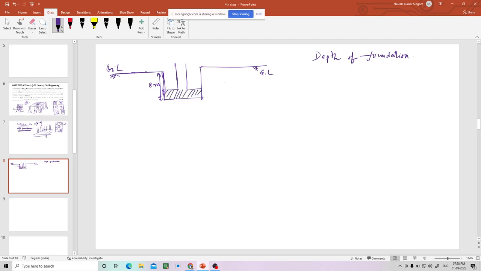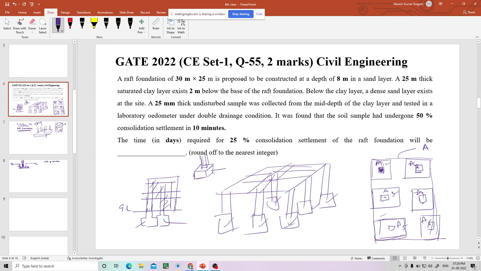Okay, so this is the transition part between the column, which is above the ground level, connecting the column and the footing. Some part will be like that. Now the height of the foundation may not be equal to the depth of the foundation. This may be another thing, you can say h. Okay, anyway, go back to the question. So it is at a depth of 8 meter.